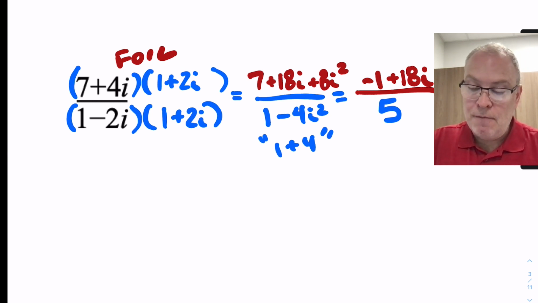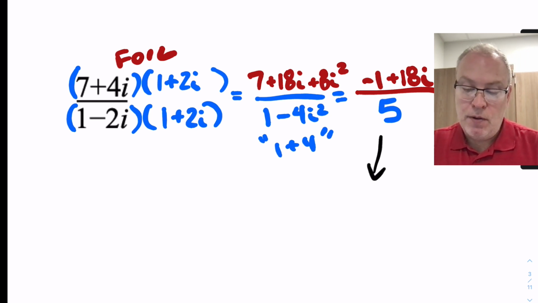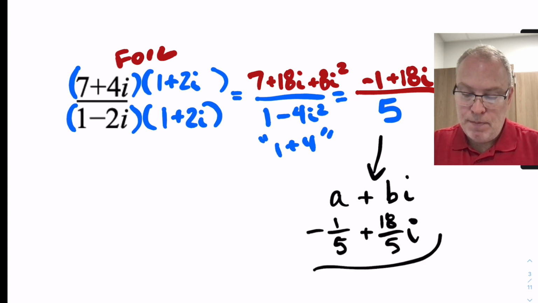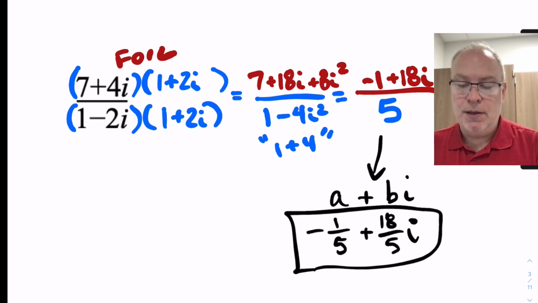Now that's not officially in the right form, so let's go ahead and split it up and write it in our a plus bi form. So it would be negative 1/5 plus 18/5 i. That's really the best way to write it right there, complex number form.